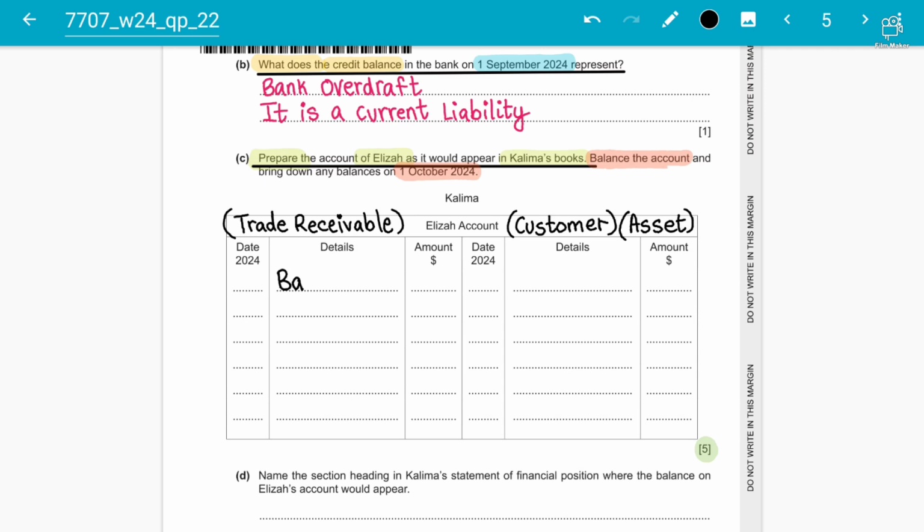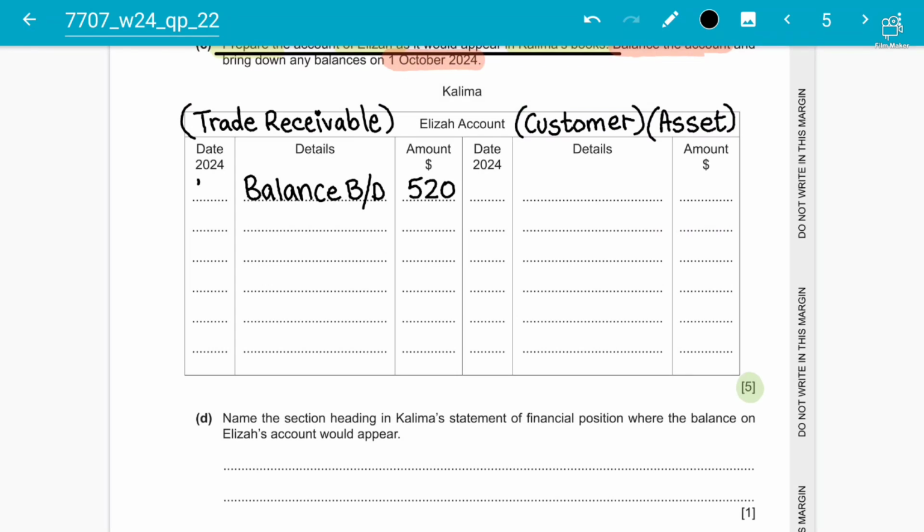A customer is always basically an asset, so it will always be a balance brought down. That's how you judge the T account. So the balance brought down of $520 will be coming in here on September 1st, 2024. On September 1st, Alize has to pay Kalima $520. We as Kalima have to receive the money from Alize.